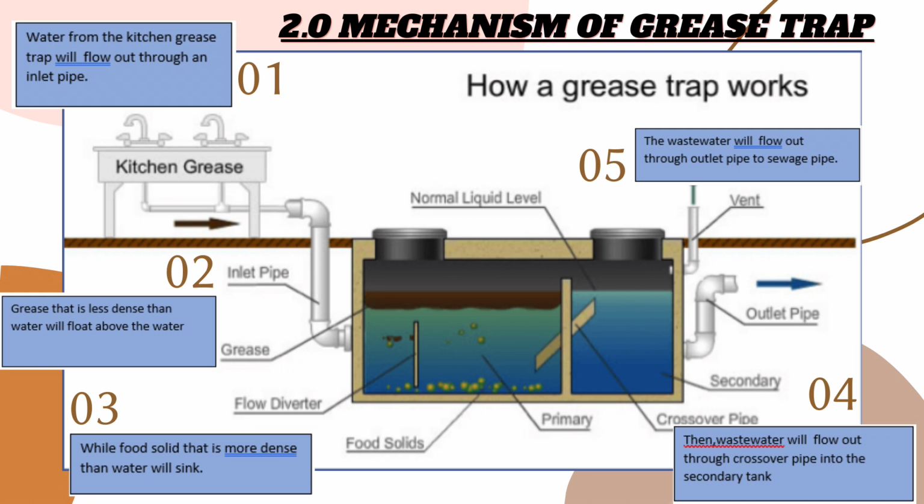So, how does a grease trap normally work? First of all, water from the kitchen grease trap will flow out through an inlet pipe. Then, grease that is less dense than water will float above the water, while food solids that are more dense than water will sink. Then, wastewater will flow out through the crossover pipe into the secondary tank. Lastly, the wastewater will flow out through the outlet pipe to the sewage pipe.